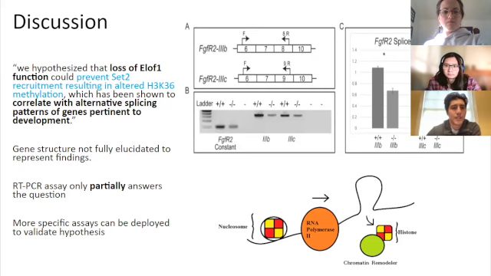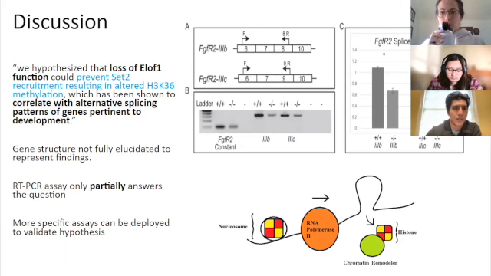The RT-PCR experiment was designed to investigate how the loss of ELOF1 may influence the regulation of alternatively spliced mRNA variants. They found an overall decrease in the FGFR2 splice variants in ELOF1 and a statistically significant decrease in the FGFR2 3 beta transcript in the ELOF1 mutant relative to the wild type. This, however, only answers part of the question of their hypothesis.